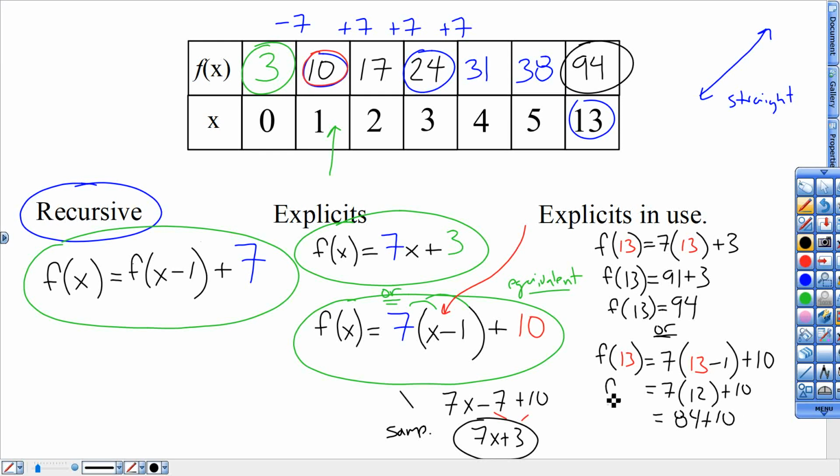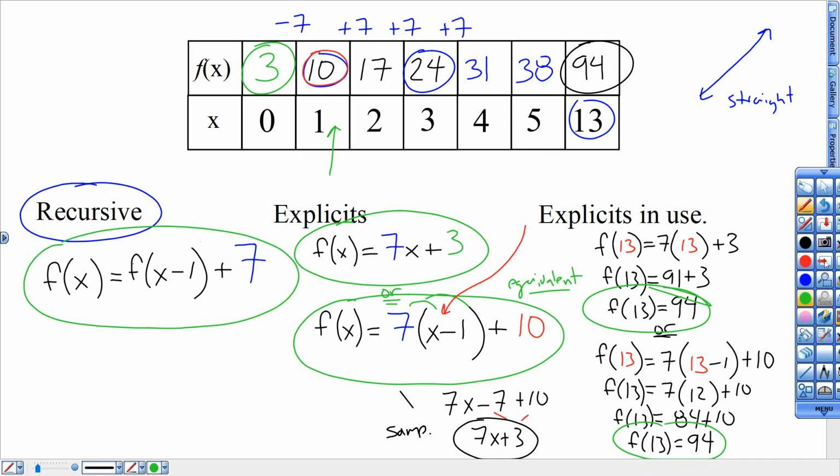which tells you when I use this equation, I get the same exact answer. I get the 13th term for x is 94. They're the same. Doesn't matter which one I use. Need you to know that.